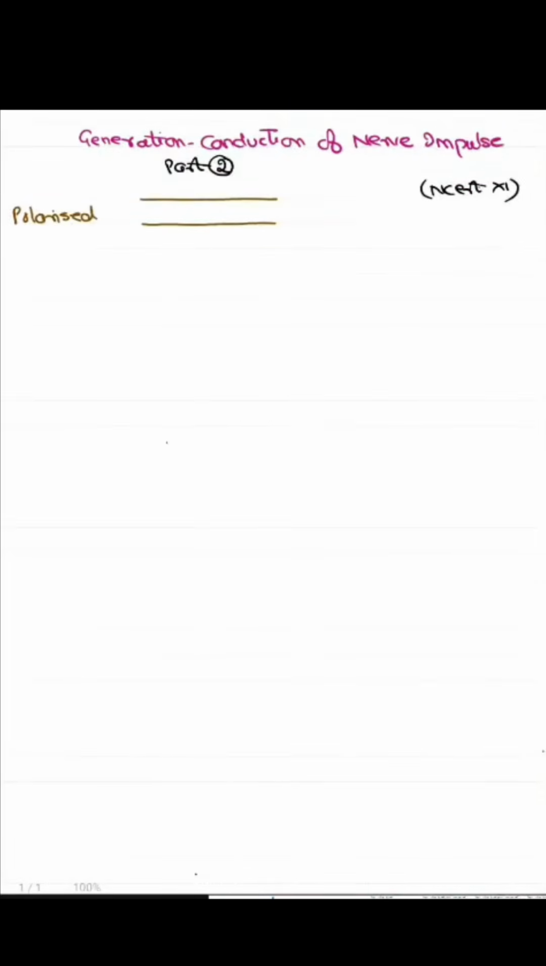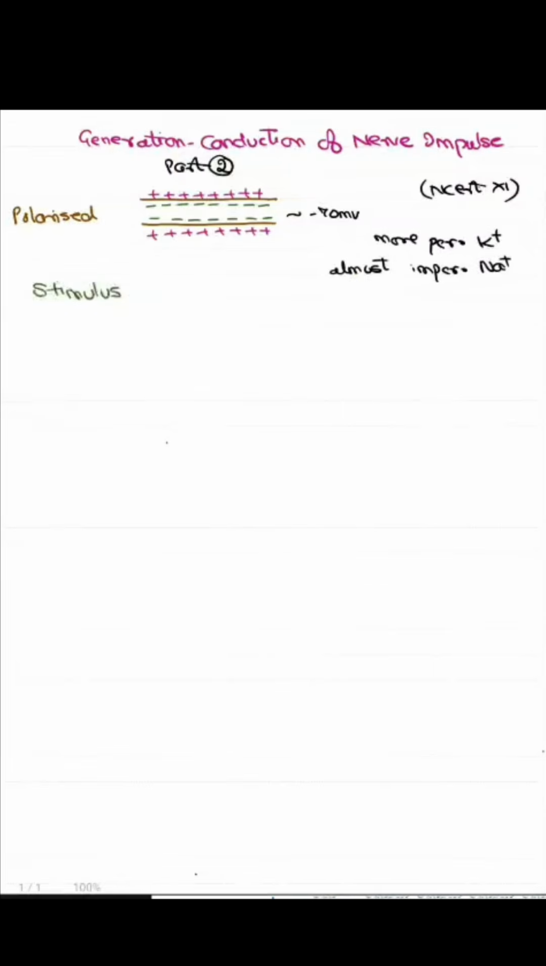Let's continue with part 2 of the generation and conduction of the nerve impulse. In the first part, we have seen how we can develop the resting membrane potential. In resting condition, the axon is called polarized, with a negative charge inside and a positive charge outside. There, the membrane is more permeable to potassium and almost impermeable to sodium, and the sodium-potassium pumps are also active. These sodium-potassium pumps are pumping 2K+ inside and 3Na+ outside.